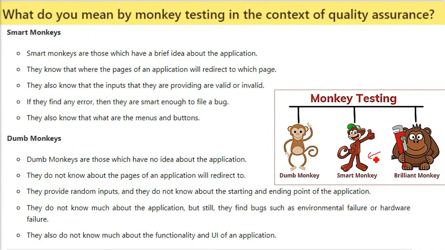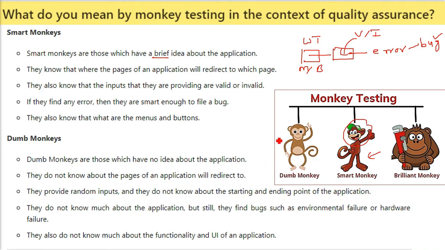The first is the smart monkey. A smart monkey has a fair bit of idea about the software application or the product. So while he is testing a website, for example, he knows which page he is going to visit next. He knows the navigation. He also knows whether the values he is putting in, the input he is giving, are valid or invalid. If he finds any error, he is smart enough to identify a bug or a defect. That means he knows the navigation, the menus, the buttons. So he has a fair bit of idea about the application.